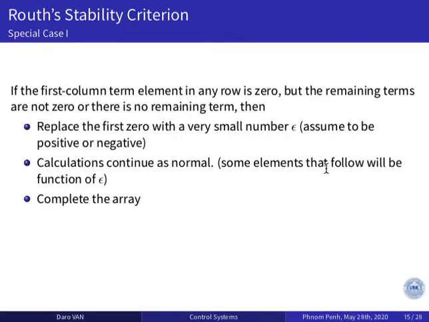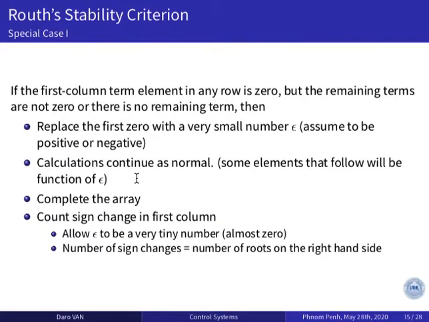Some elements that follow will be a function of epsilon, of course. Then complete the array, then count the sign changes in the first column as usual. In this case, you allow epsilon to be a very tiny number, almost 0, and the number of sign changes is equal to the number of roots on the right-hand side.